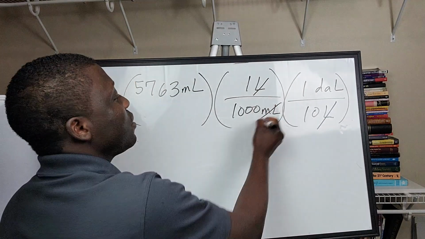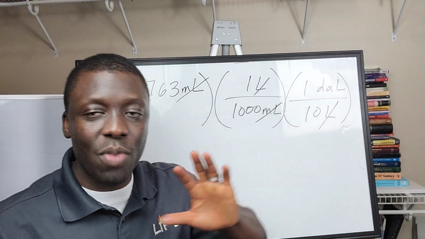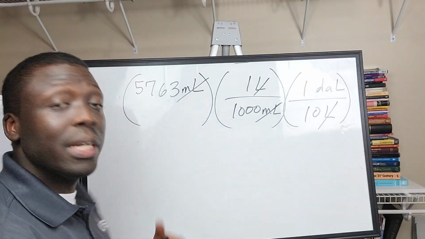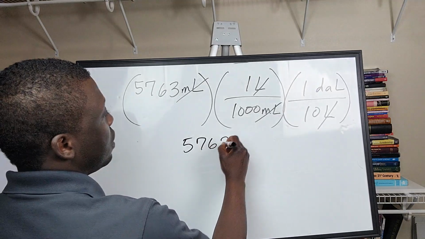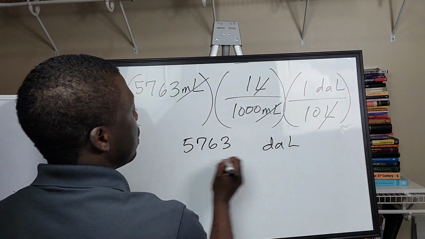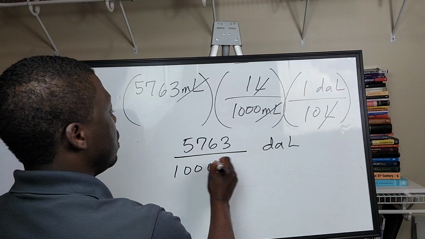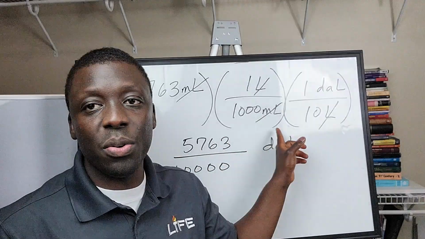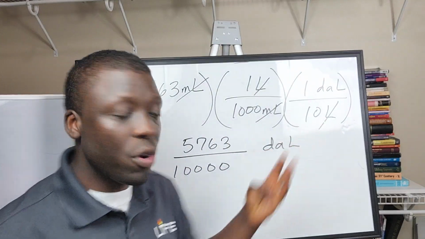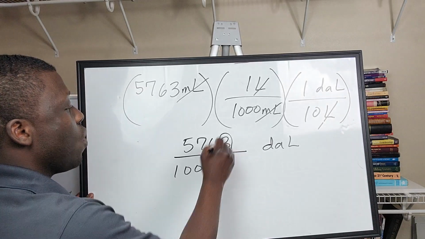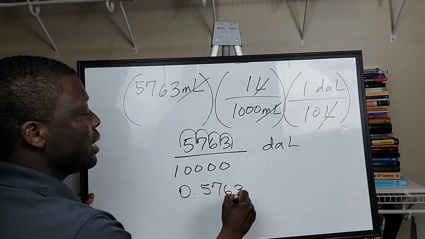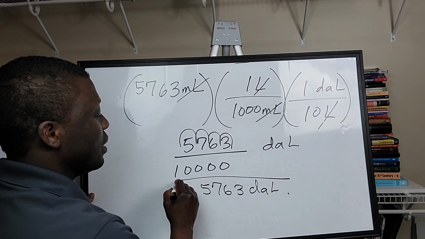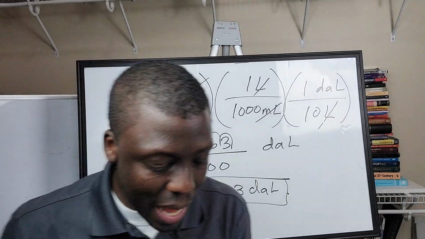So the liters will cancel, the milliliters will cancel, and the rest of this is fraction multiplication and simplification. So 3 zeros and a 0 there, so that's 4 zeros. 1, 2, 3, 4. 0.5763 decaliters. So that's how we get our answer for that one.